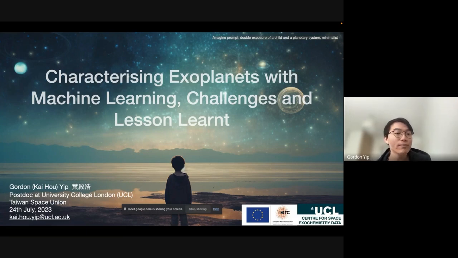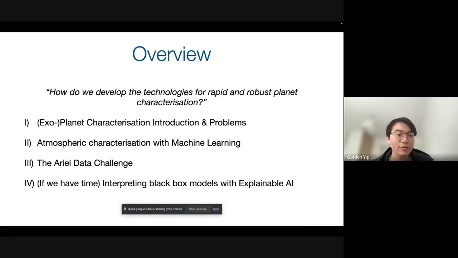So we are basically 20 to 30 years after we discovered the first exoplanets, and a lot has happened since then. I'm just going to give you an overview of what I'm going to talk about today. If you ever get lost, just remember that our central question of today's seminar is: how do we develop the technologies for rapid and robust planet characterization? That will be our main aim.